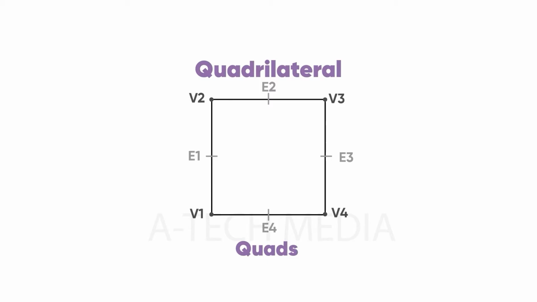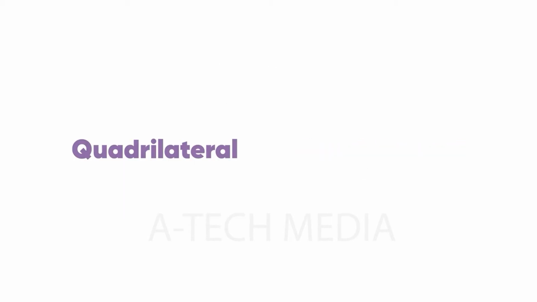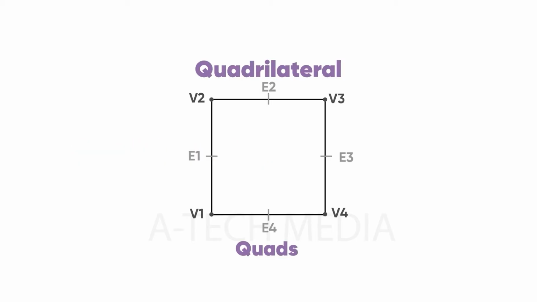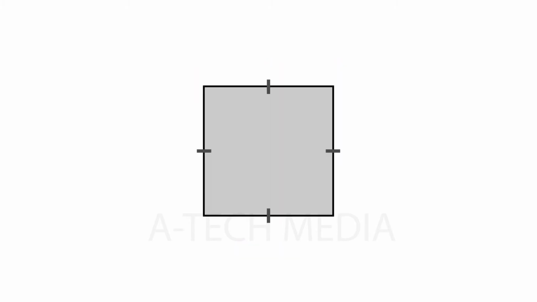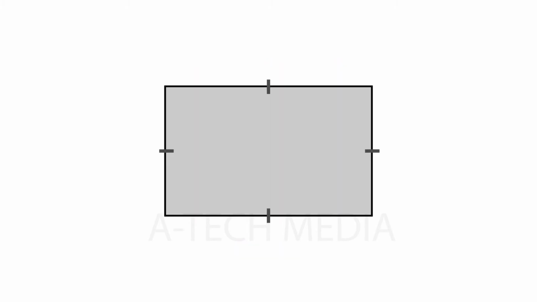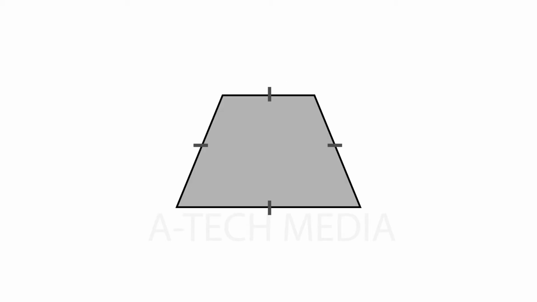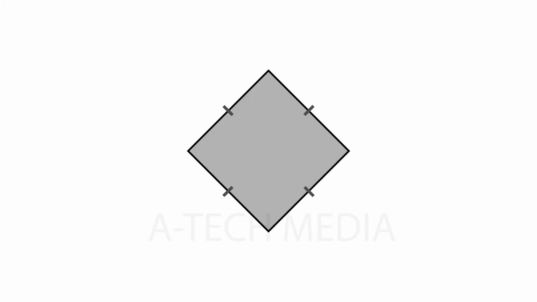However, some people might ask, well, isn't it a square? It's not. Yes, a square is a quadrilateral, but a quadrilateral doesn't have to be a square, because a quadrilateral just means any shape that has four edges or four vertices. A square is a quadrilateral. A rectangle is a quadrilateral. A parallelogram is a quadrilateral. A trapezoid shape is a quadrilateral. I don't remember what the shape is. It's also a quadrilateral. So long as it has 4 edges, it is a quadrilateral.